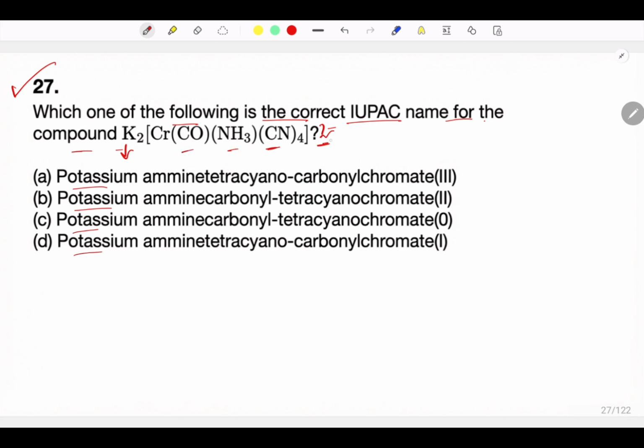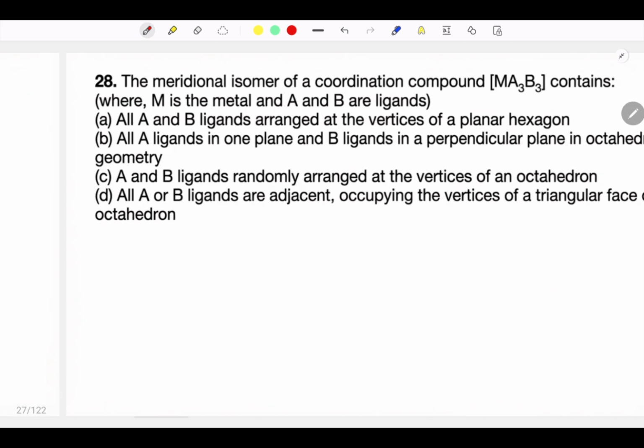If there is a 2 minus charge, the chromium oxidation state X plus X minus 4, because 4 cyanide is present, equals minus 2, and X equals plus 2. So this resembles the correct answer. We can determine this, and also by the nomenclature, this is according to alphabetical order. Ammine, after that tetracyano, tetracyanochromate. Okay, fine. Option B is the right answer.